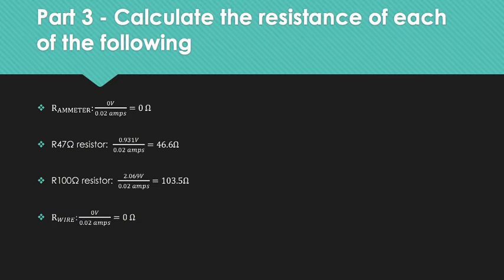Part 3 also asked to calculate the resistance of each of the following. Here I have my R of the ammeter was 0 ohms, R of the resistor was 46.6 ohms, R of the R100 resistor was 103.5 ohms, and the R of the wire was 0 ohms.